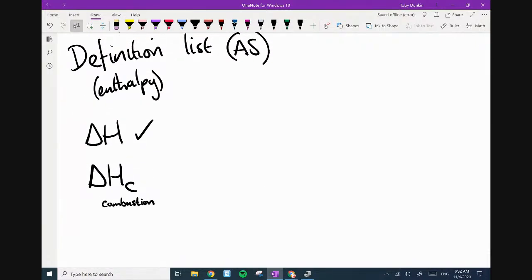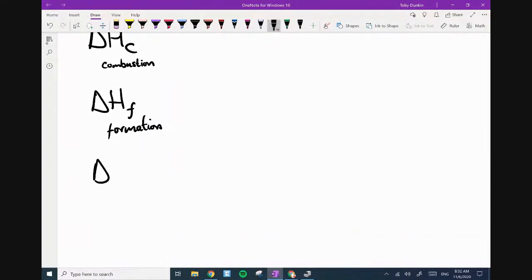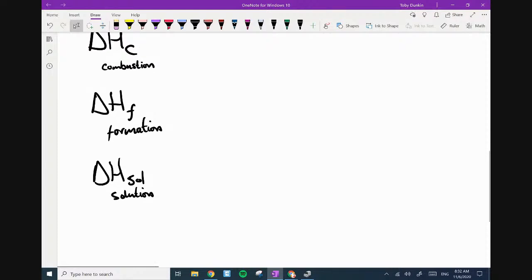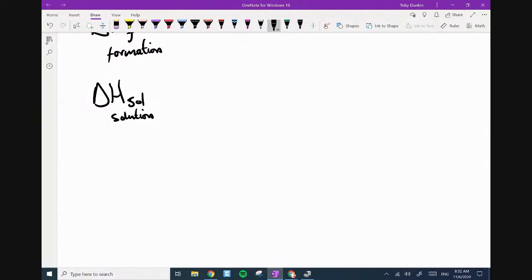So, definition list for AS enthalpy. Enthalpy of combustion. Second one, enthalpy of formation. Next one's enthalpy of solution. This is the heat energy change when you make a solution. By the way, that's not the definition, so just bear with me for a second. The next one is delta H hydration.